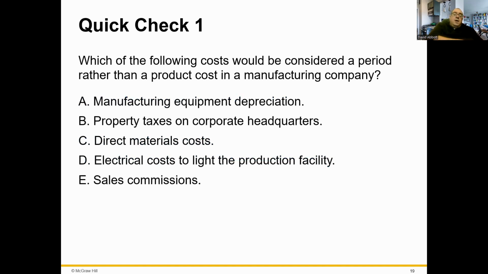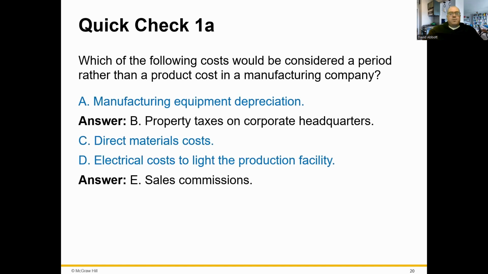Okay. So which of the following costs would be considered period rather than product costs? So one might be probably the property taxes, right? Our property taxes are a period cost. Sales commissions are a period cost. Everything else would be considered something else.